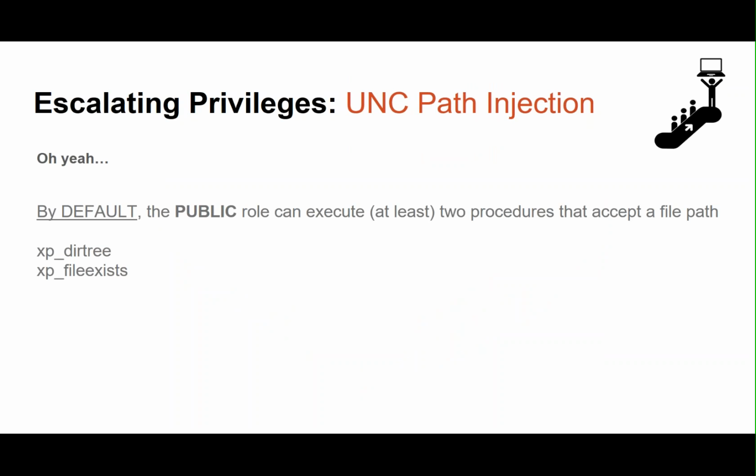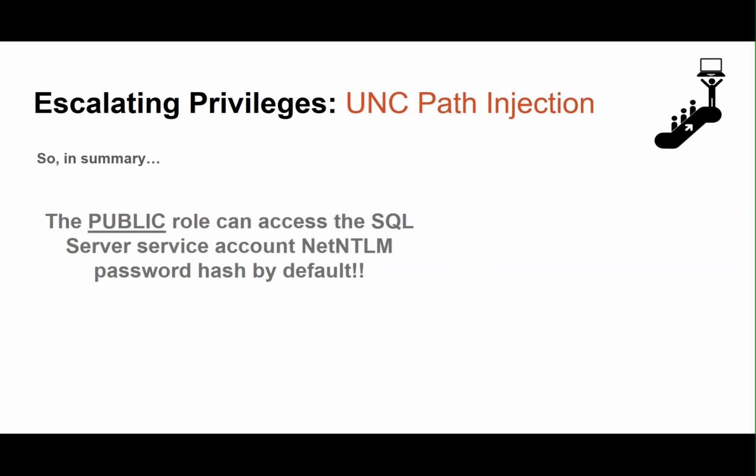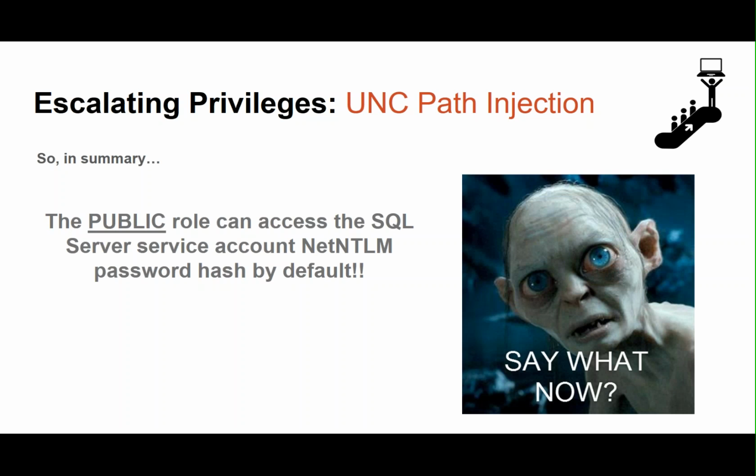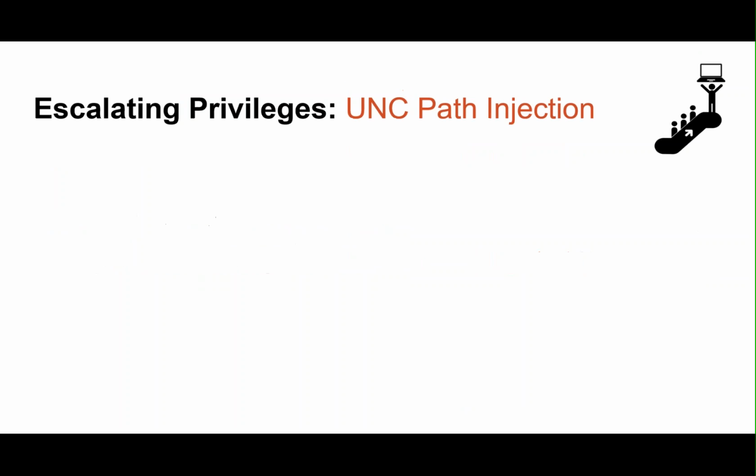This is a really interesting attack because the public role, by default, has two procedures that accept file paths, xp_dirtree and xp_fileexist. So, in summary, the public role has almost direct access to the SQL Server service account's Net-NTLM password hash, by default on every version of SQL Server excluding Azure. So it's incredibly useful, incredibly versatile in every environment with every version of SQL Server. That's pretty impactful for us.